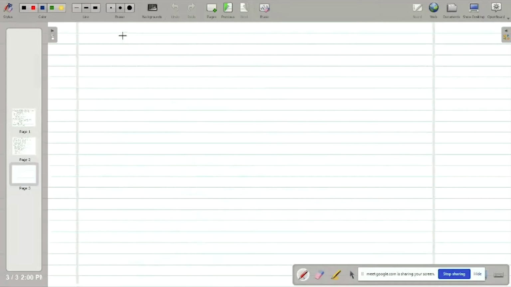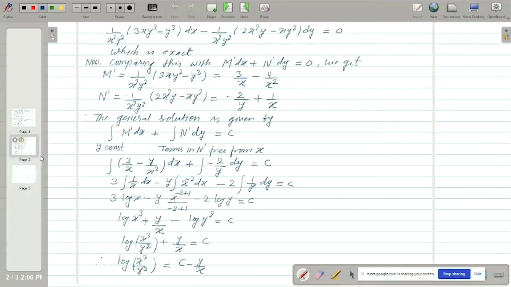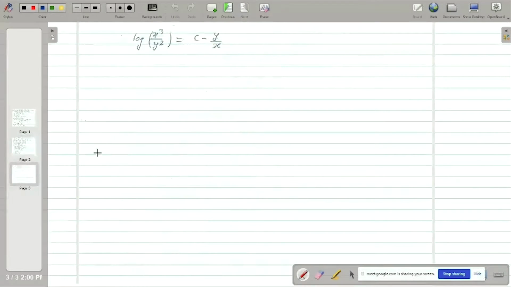So we write here again, log of x cube by y square equals c minus y by x. So this can be written as x cube by y square. If I take the anti-log on both sides, this will become exponential, e raised to c minus y by x. So this is your required solution.